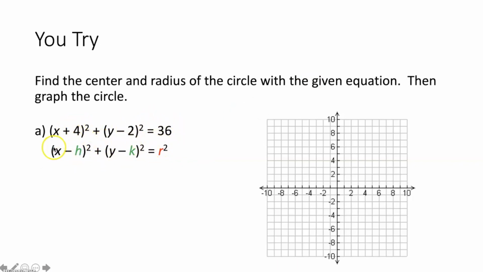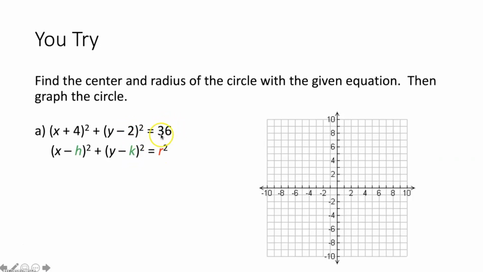So we're going to start with h. This in here, in these parentheses, is supposed to be x minus h. Up here, we have x plus 4. Whoa, what would h have to be in order to make this a plus, in order to change the sign? It would have to be negative, meaning h would have to equal negative 4. What about y? Over here, in these parentheses, it's supposed to be y minus k, and we have y minus 2. Oh, this is easy. So k is going to equal 2.